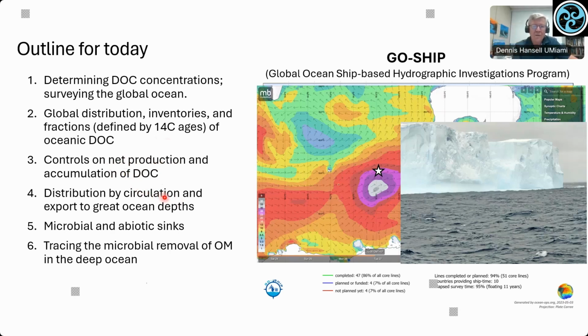It's redistributed by circulation, and then it can be exported to great ocean depths, and that's typically in the North Atlantic deep water formation. I'll just touch on the microbial dynamics. There's a lot of dissolved organic carbon going through microbial sinks, and there's probably some abiotic sinks that I'll touch on as well. And then I just want to touch on a tracer for microbial removal of organic matter in the deep ocean, which might be relevant in other world oceans, just to introduce you to it.